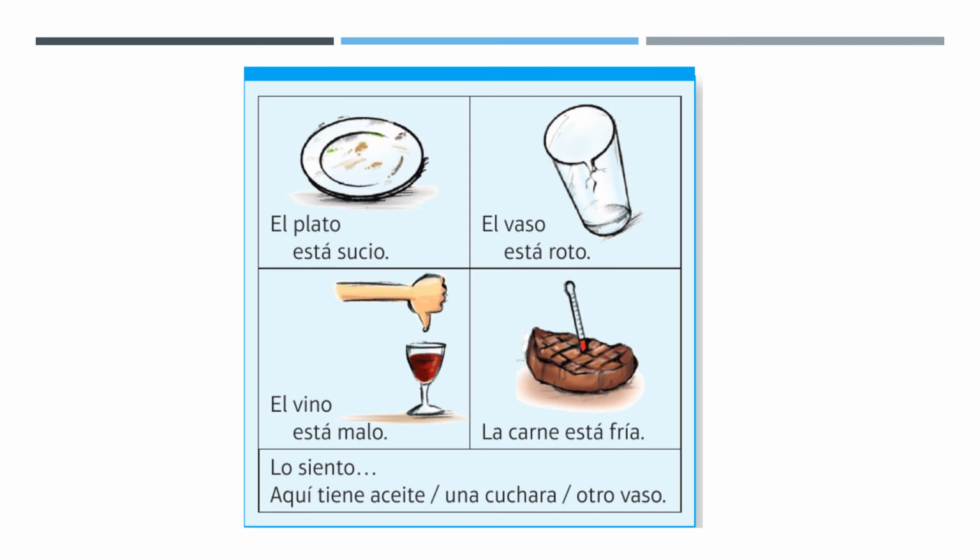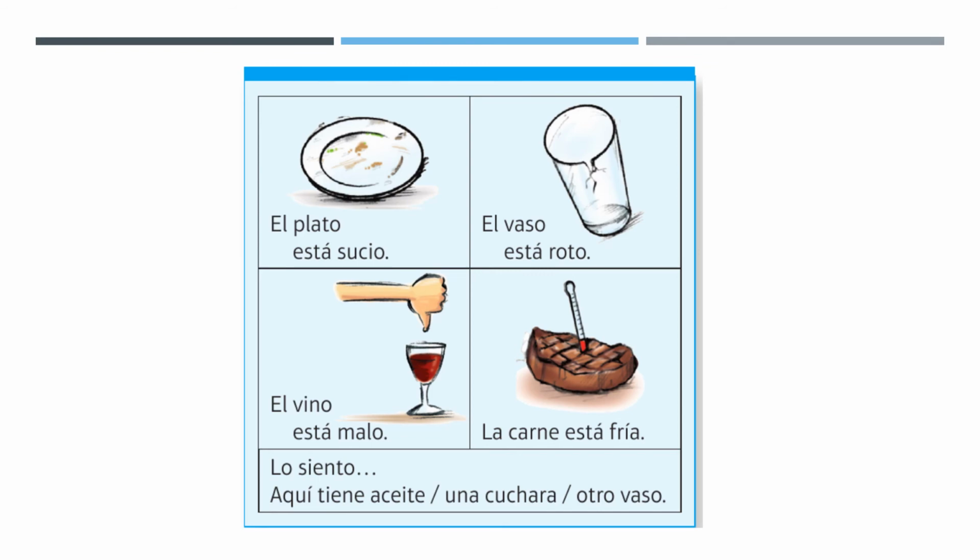El vino, the wine, está malo. Malo. Thumbs down, it's bad. It's gone off, it's bad wine. And finally, we've got a thermometer there showing that it's low temperature, so it's too cold. And we've got meat, la carne. La carne está fría. This is what the waiter might reply. Lo siento, I'm sorry.